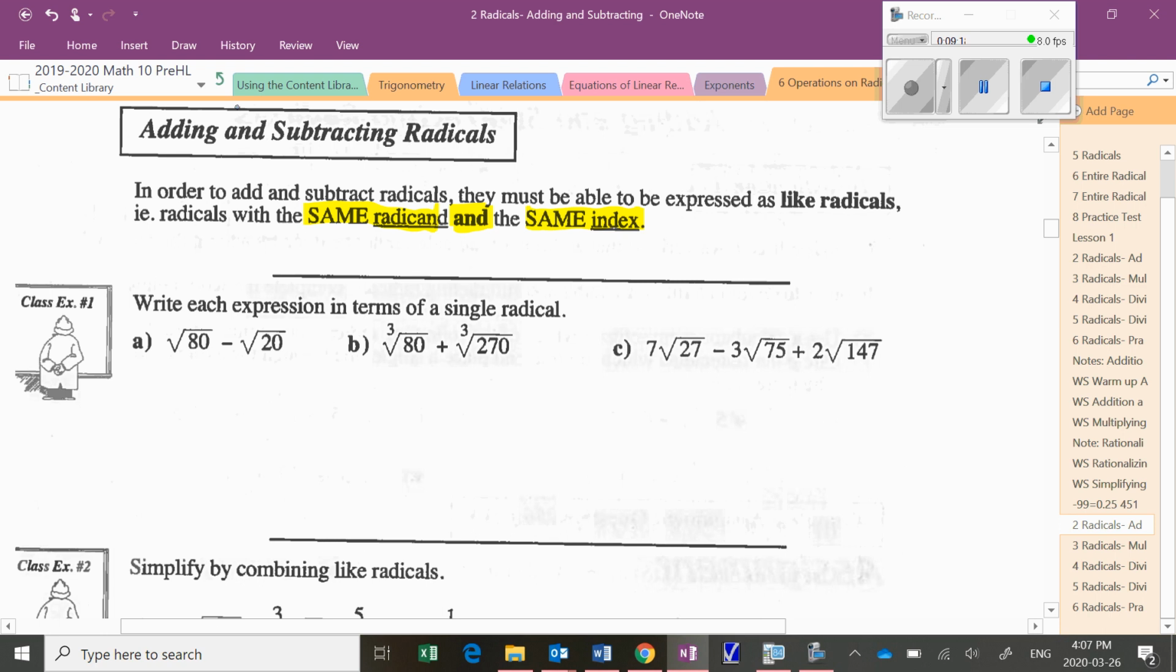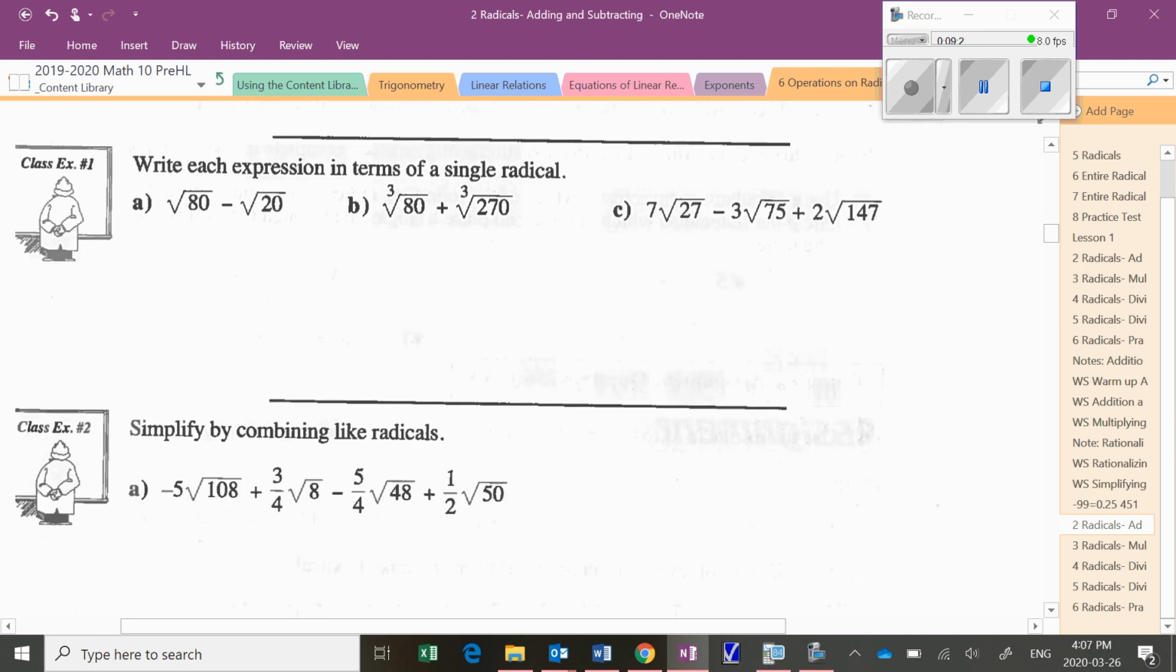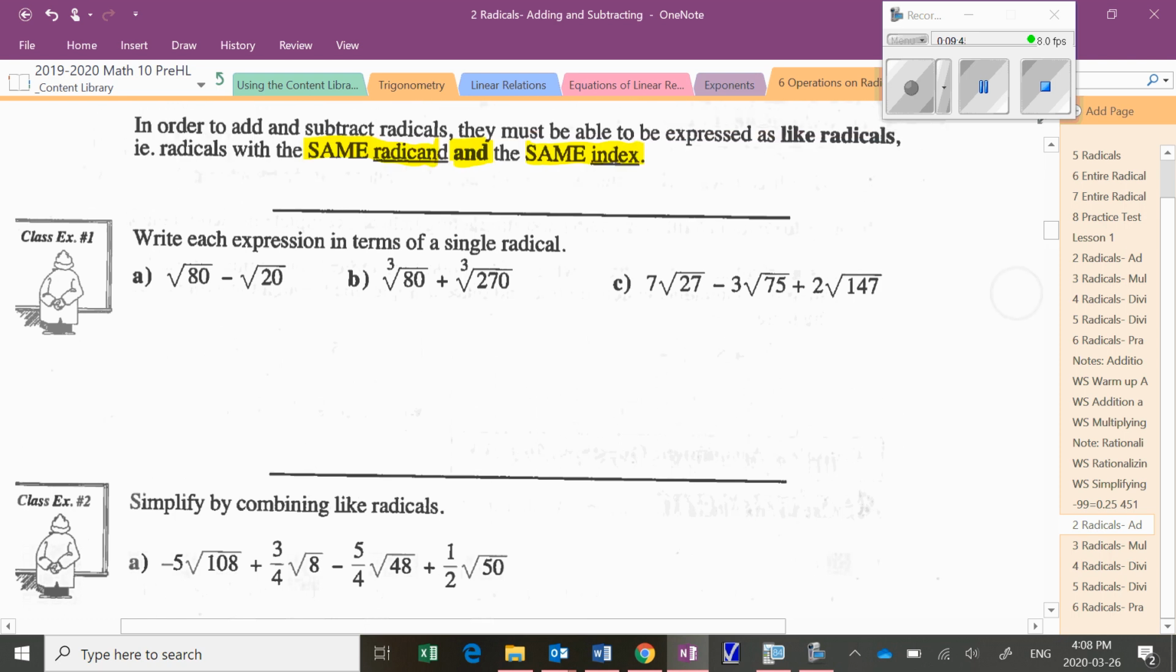Okay, so let's take a look then at class example number 1, and they're asking you to add and subtract in these cases, and you notice across the board none of these examples actually have like radicals and like radicands, so our first step is to see if we can make them into like radicals, and if they can't, then they can't be simplified further. We can't add or subtract. It's no different if I asked you what's 3x plus 2y. These are not like terms, so we're done. That is as simplified as it gets. So it's the same thing.